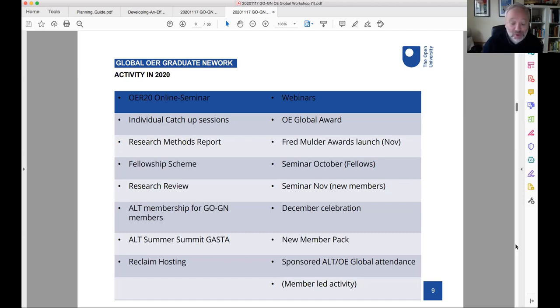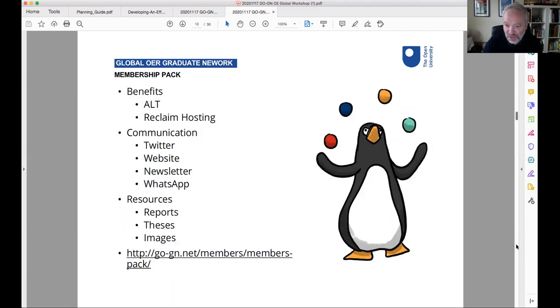And we also sponsor places for people to attend the ALT Summer Summit and this global conference. So what we've been trying to do is replace some of that face-to-face activity with online activity, as well as things we have plans for. The membership pack sets out the benefits, such as membership of ALT, reclaim hosting, different communication channels, and also the different resources. So you can see the link to the pack there. We'll try and get people to share, so we can stick it in the chat.